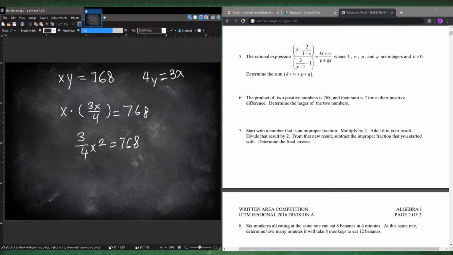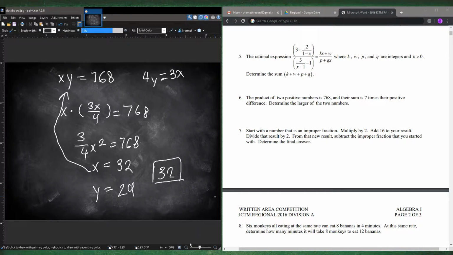So we have 768 times 4 divided by 3. Then take the square root of that, which is 32. So it cannot be negative 32 because it's a number 6 that is two positive integers. So x has to be positive. So x is 32. If x is 32, that means y is equal to, you can plug this back into this equation. So 768 divided by 32 is equal to 24. So the bigger of these two numbers is 32. So your answer for number 6 is 32.